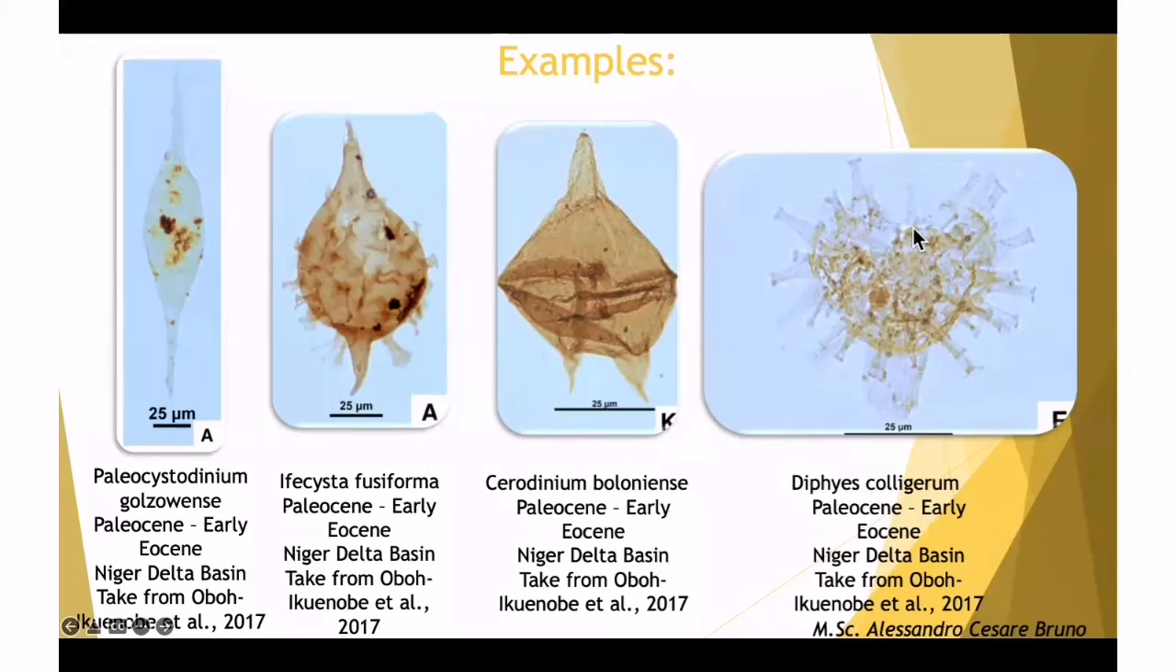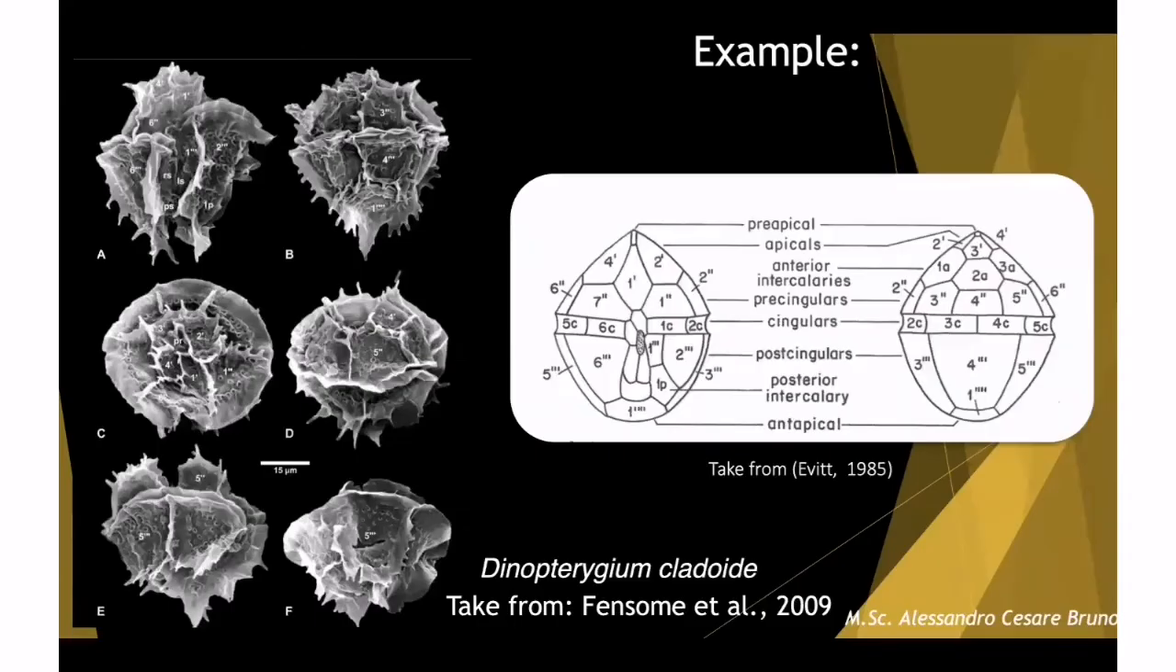And this is a particular species, very common in the Paleogene. This is Colecodon, and it is another great example to explain how the taxonomy of dinoflagellates was studied. And here I put another example. I like this picture because you can see, in a scanning electron microscope picture, the specimen is a Dinopterygium cladoides. I take this picture from this paper, and we can see that this author was able to reconstruct the tabulation of the different plates that characterize this kind of species.